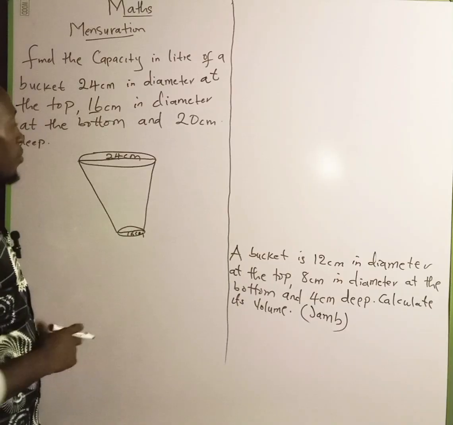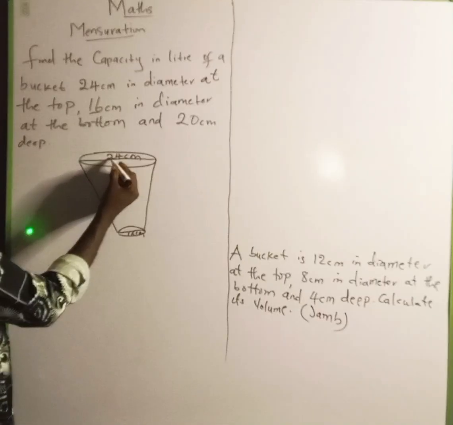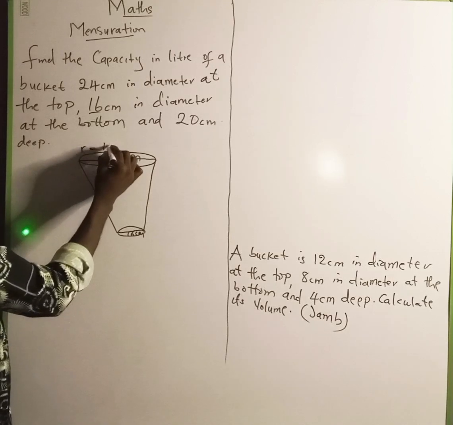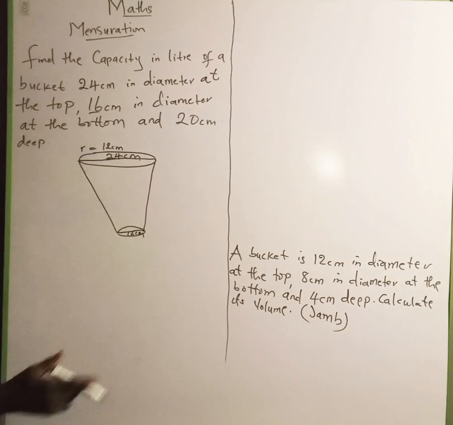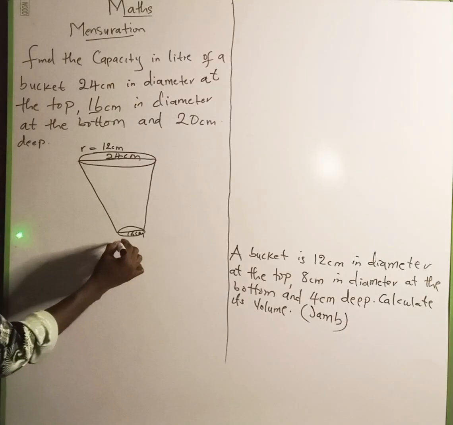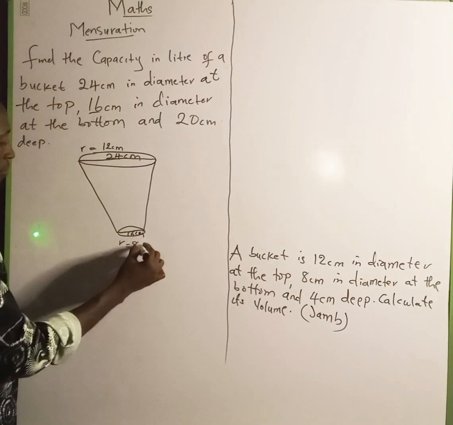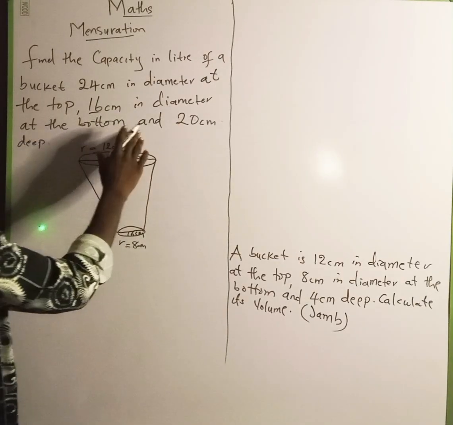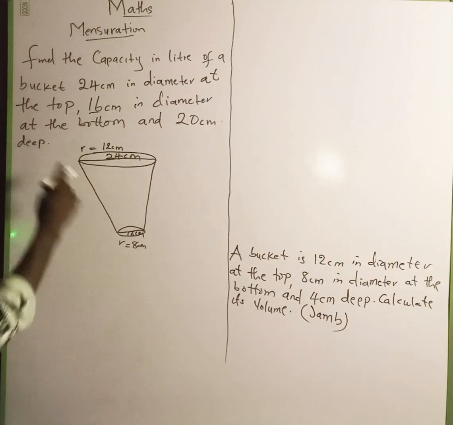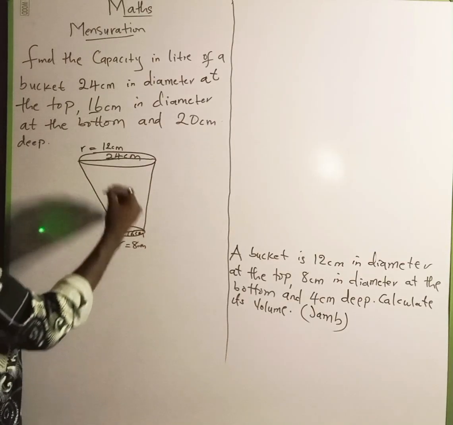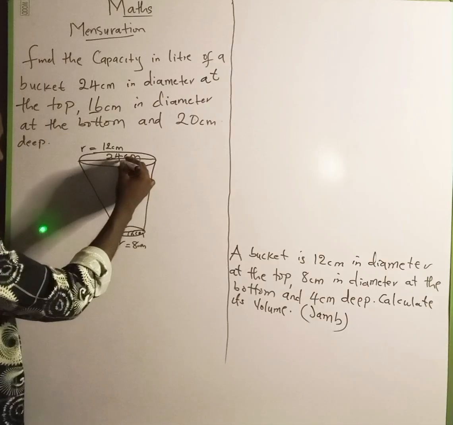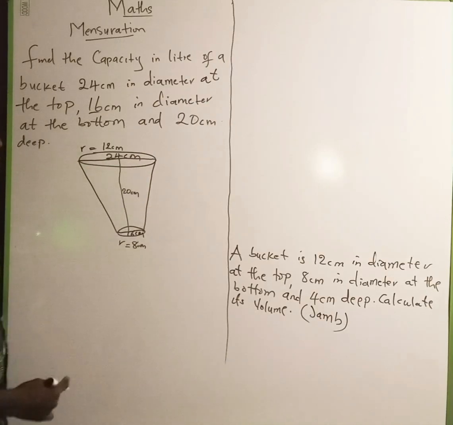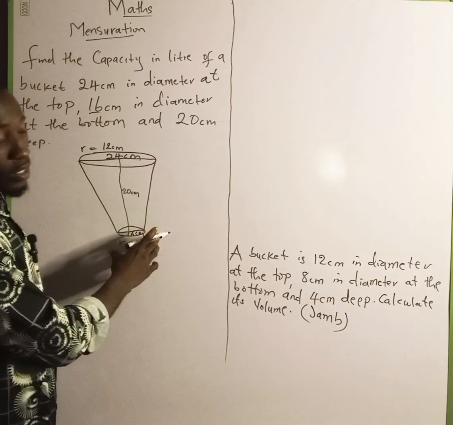Now note that this is very important. If the diameter is 24 cm, the radius is going to be what? 12 cm. You remember radius is half of diameter, right? And for this one, the radius is going to be 8 cm. And 20 cm deep. It means the depth of the bucket is 20 cm. So from the top to the bottom is 20 cm. You being able to draw this alone has mark on itself.